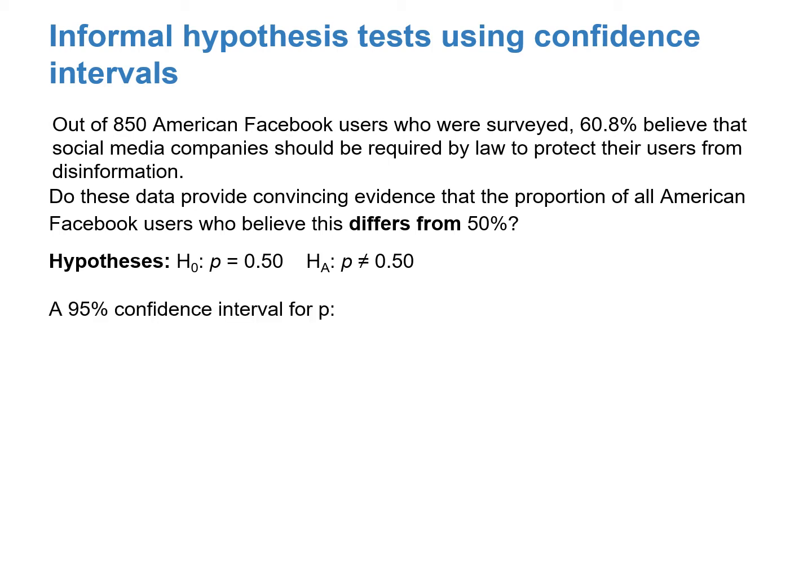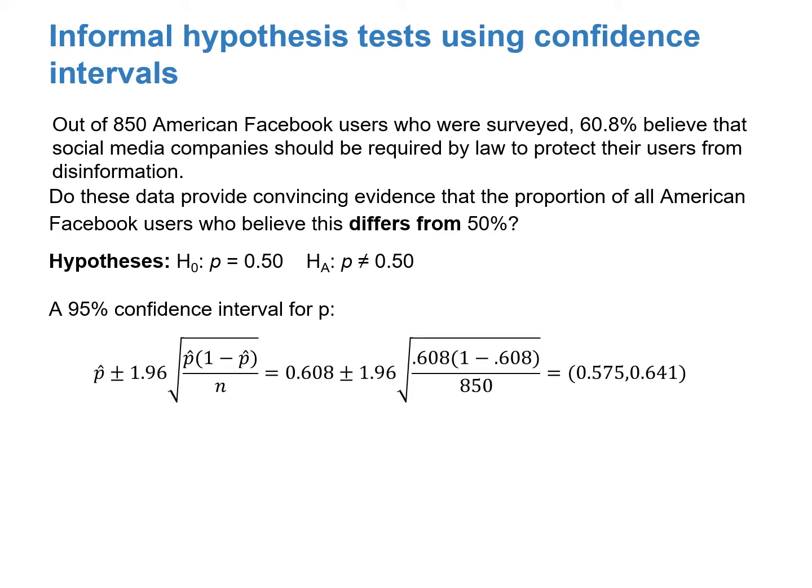Now, if I make a 95% confidence interval for p, the proportion of all Facebook users in America who believe this, I can use my formula to make our confidence interval, and I find that my confidence interval goes from 0.575 up to 0.65641. So I can be 95% confident that the true proportion of all American Facebook users who think that social media companies should be required to protect their users from disinformation is between 57.5% and 64.1%.